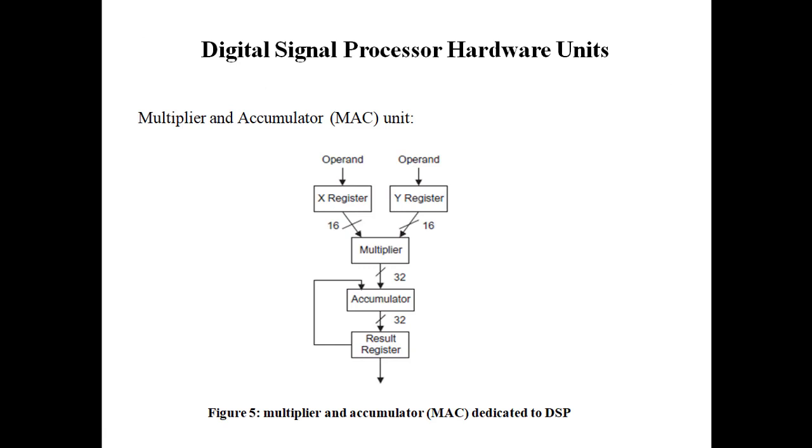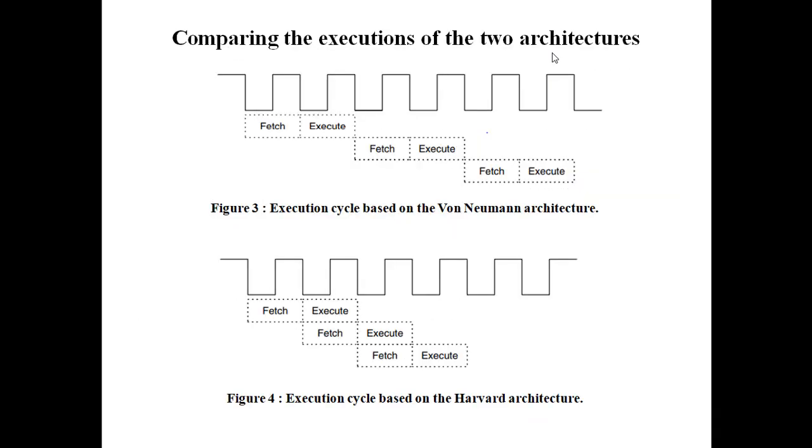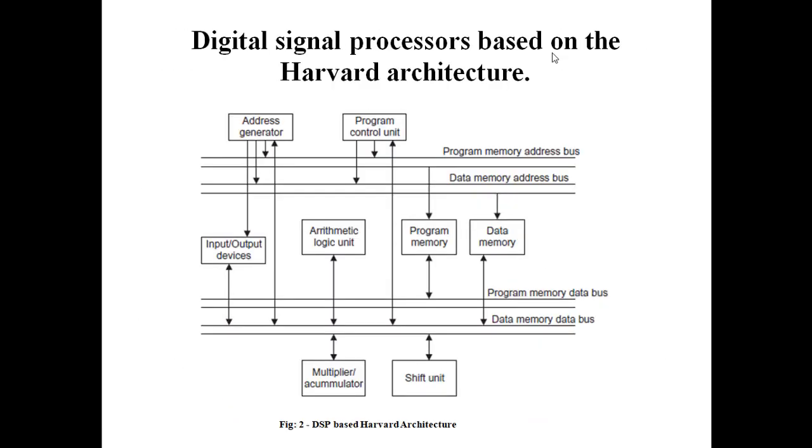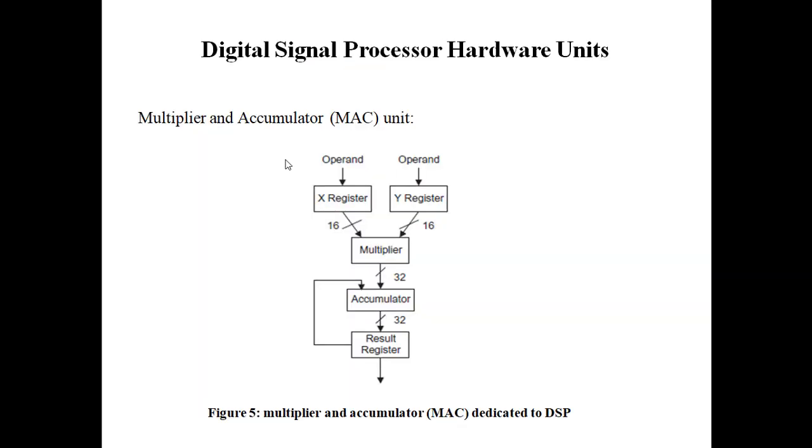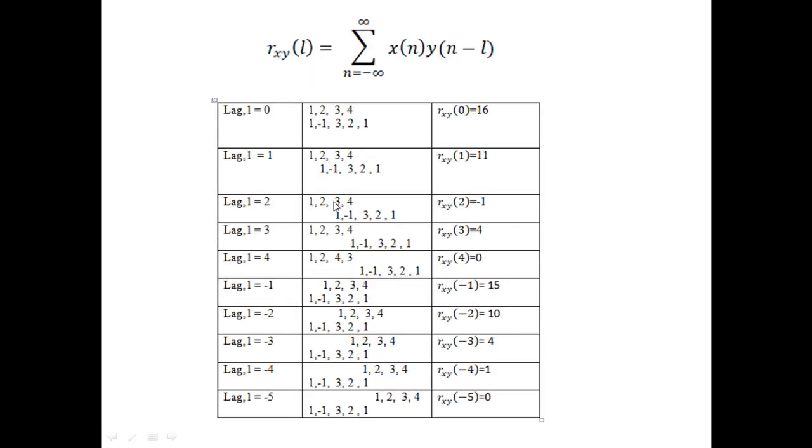Now, we shall discuss digital signal processor hardware units. If we go back to our Harvard architecture, we will be discussing these hardware units like the multiplier accumulator, shift unit, and address generators individually in detail. Let me come back to the MAC unit. The multiplier and accumulator, we call it the MAC unit. To explain this block diagram, let me take up one example with respect to correlation.